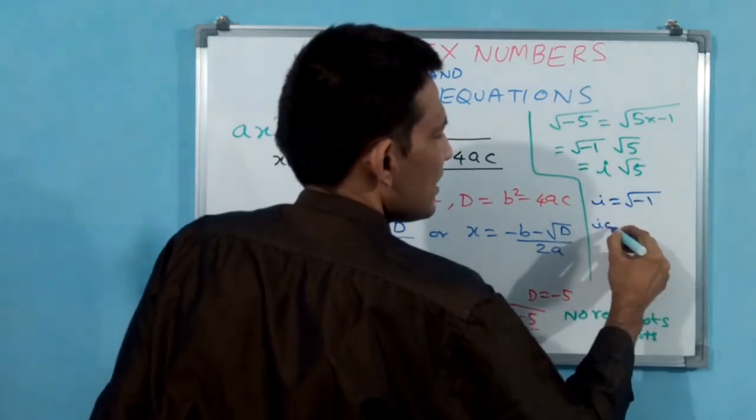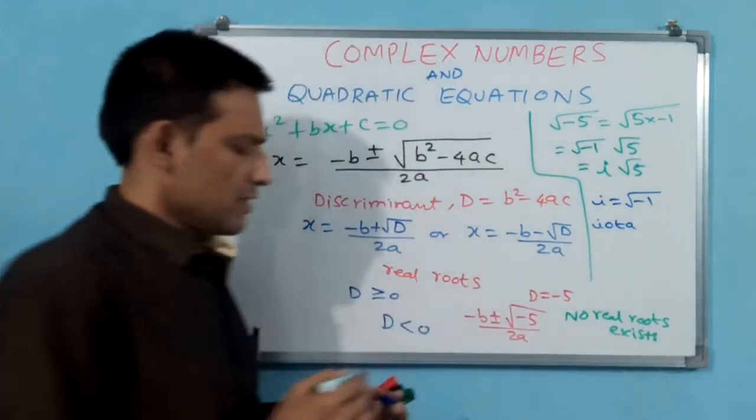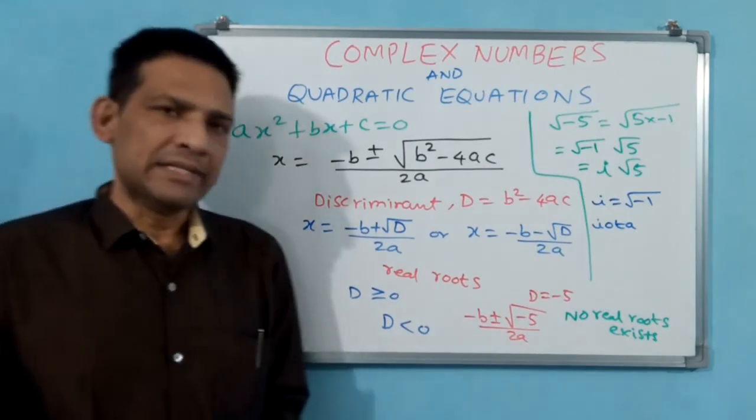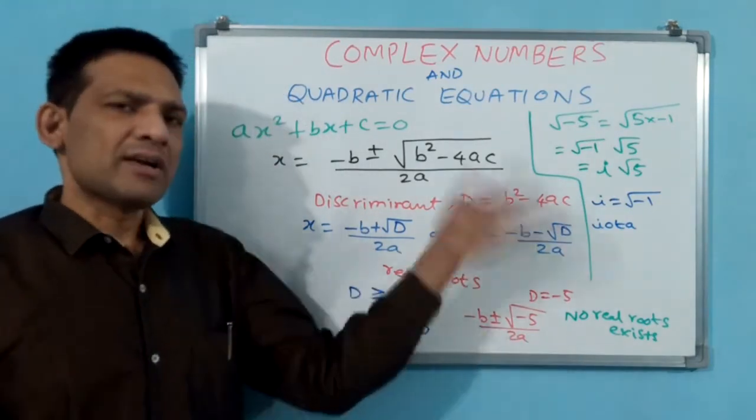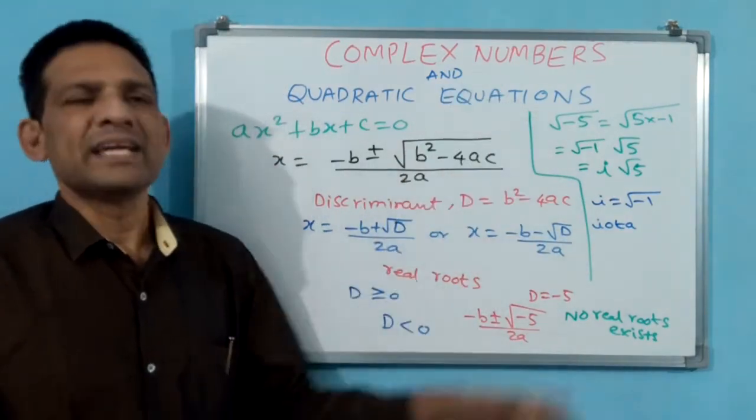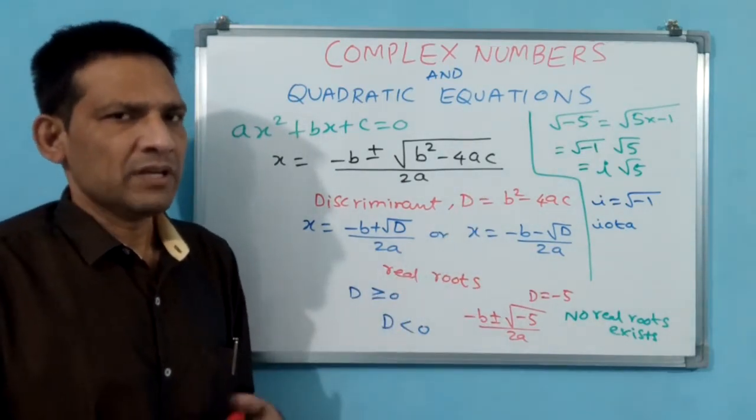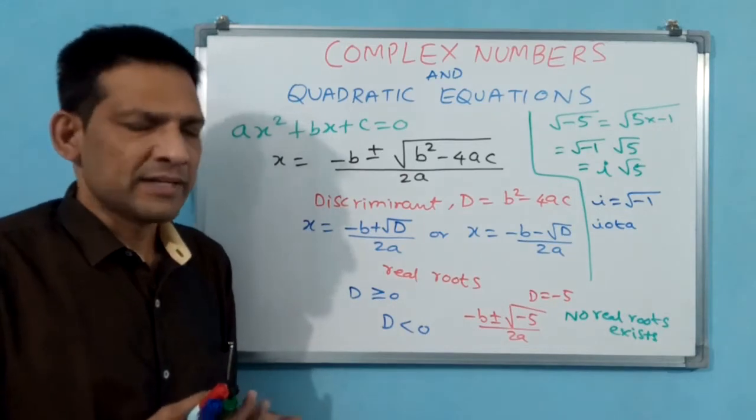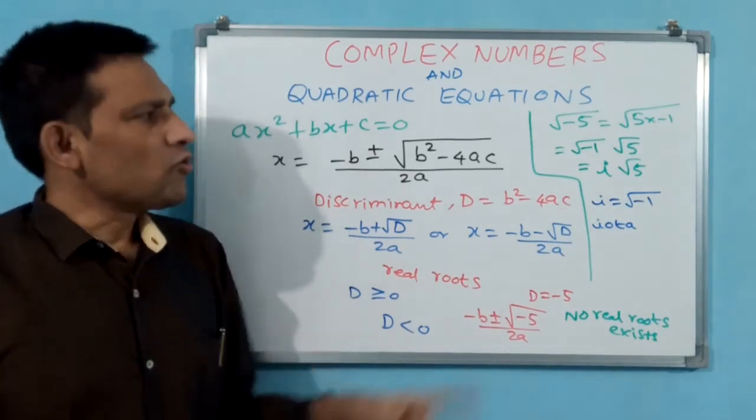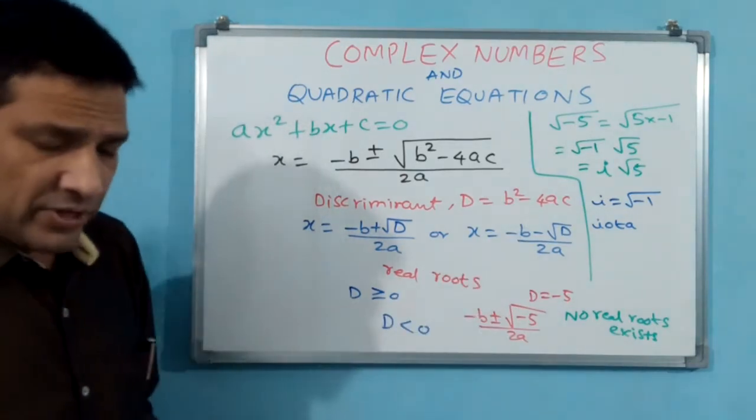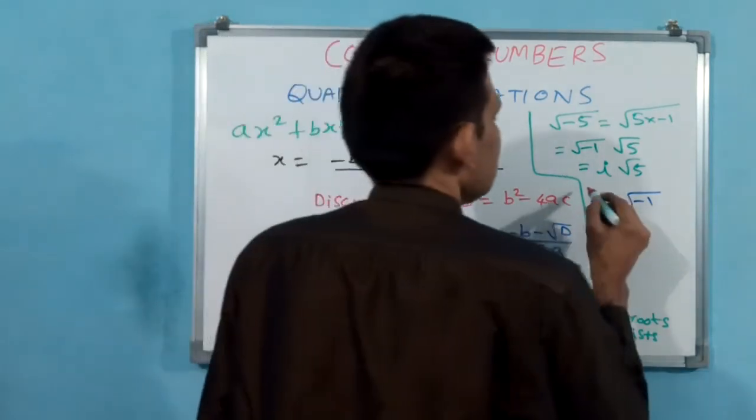i is called iota. Iota is a Greek word. You may call it iota or not, don't bother. Even if you call it i, that is not wrong. i is equal to square root of minus 1. Iota you may call or not, that is not a big issue, but you have to remember the i value. The i value is square root of minus 1.